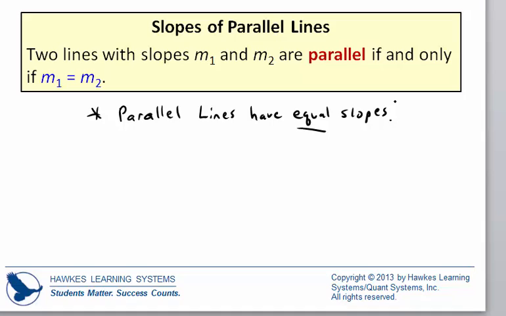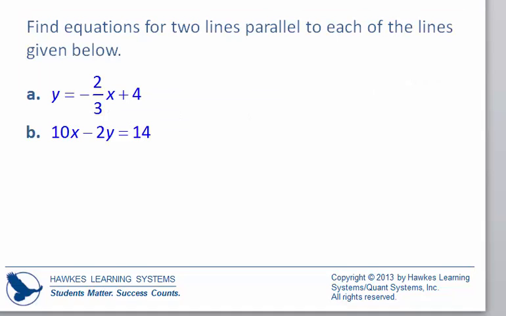Let's look at an example. Our example says, find equations for two lines parallel to each of the lines given below. Part A has the equation y is equal to negative 2/3 x plus 4. So let's begin with part A.